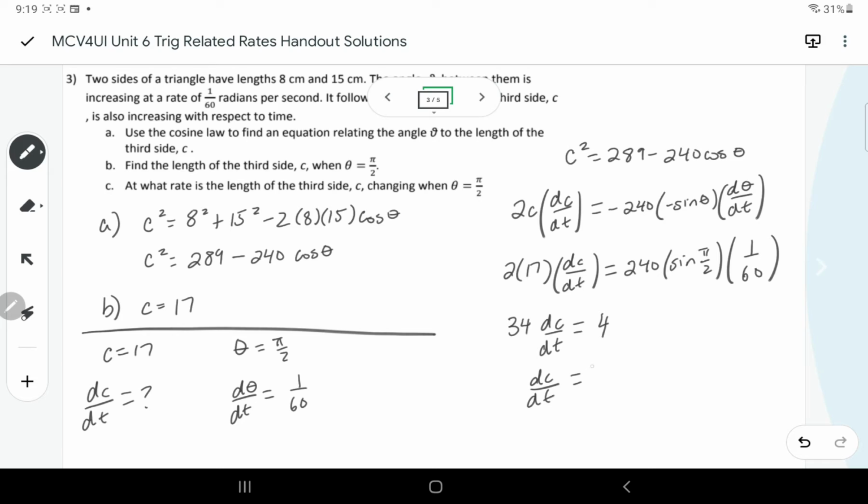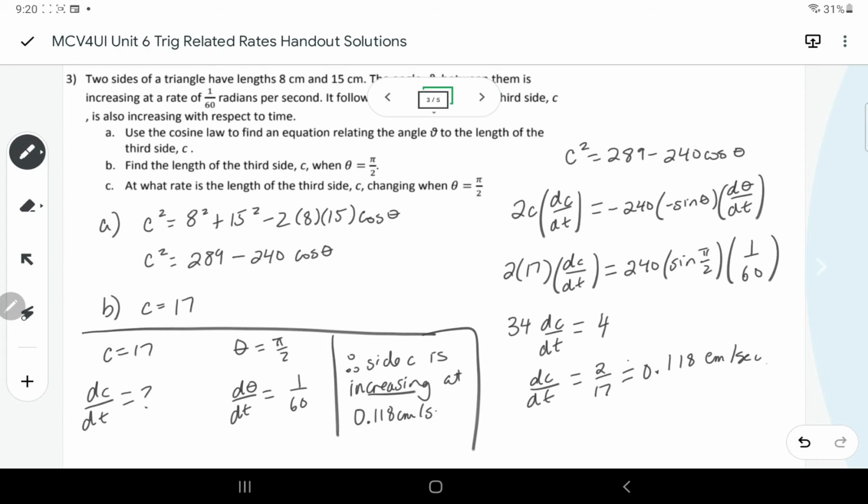So we could put that as a fraction, 2 over 17, or a decimal, 0.118, and that would be in centimeters per second. So therefore, side C is increasing. Make sure you specify increasing or decreasing at 0.118 centimeters per second. So in your therefore statement, units, increasing or decreasing, and specify what's happening there.